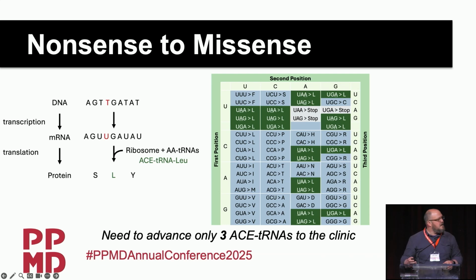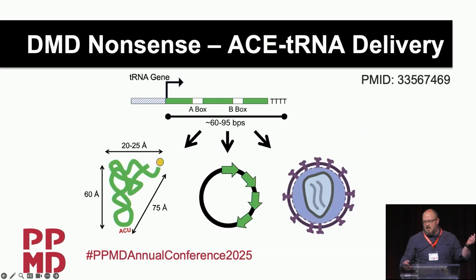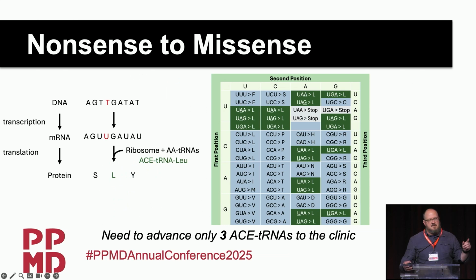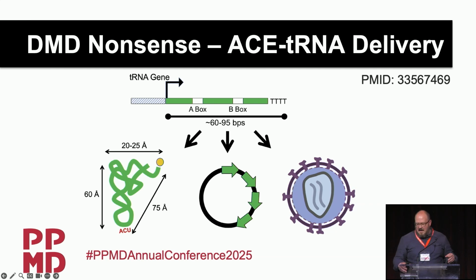Okay. And also, the benefit is that if you use leucine, you only have to advance 3 therapeutics to the clinic. And so I think tRNAs are one of the coolest things. I didn't realize how cool they were when I started studying them, obviously. But one of the great things about them is that the entire expression cassette is about 155 base pairs.